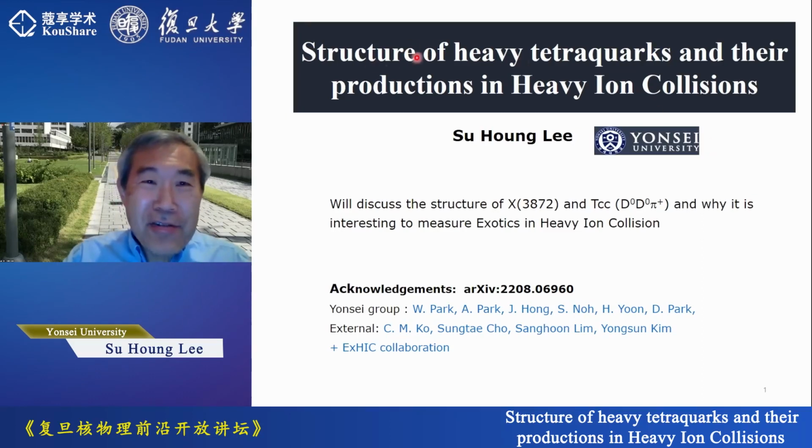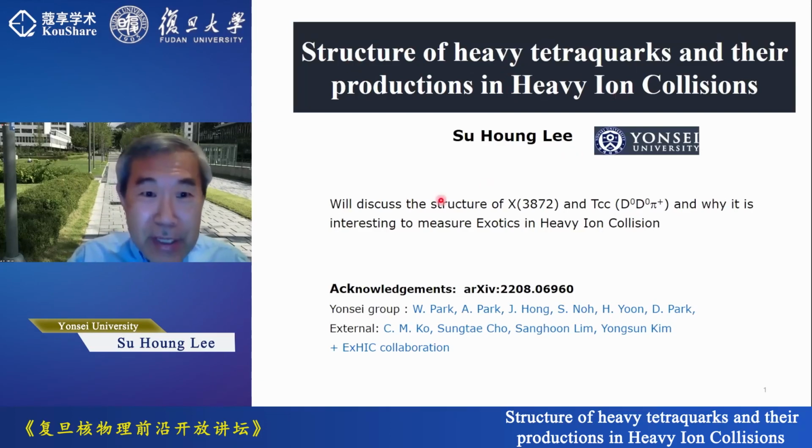Okay, the title of my talk is The Structure of Heavy Tetraquarks and Their Production in Heavy Ion Collision. I will mainly discuss the structure of X(3872) and T_cc, which was recently measured, and try to make a general argument on their structure, starting from a quark model point of view.